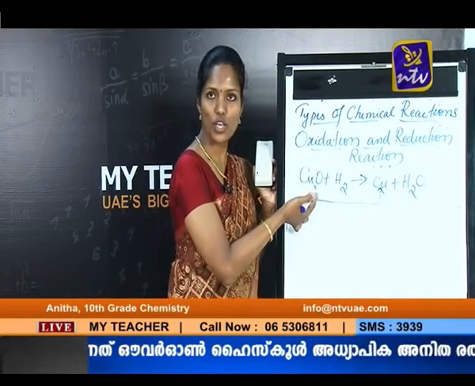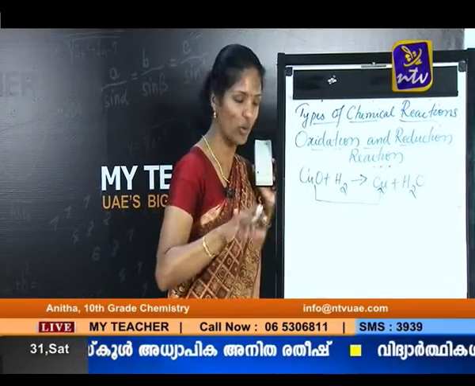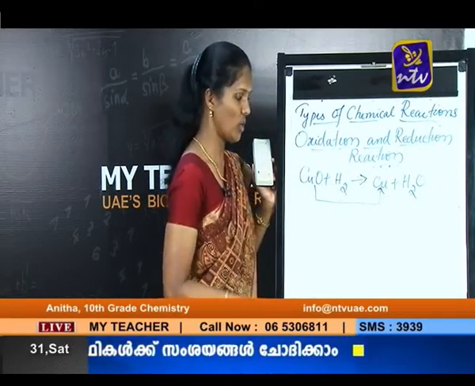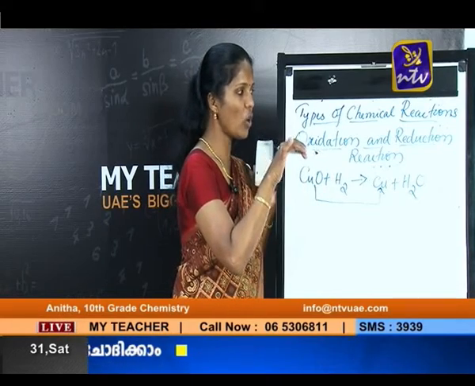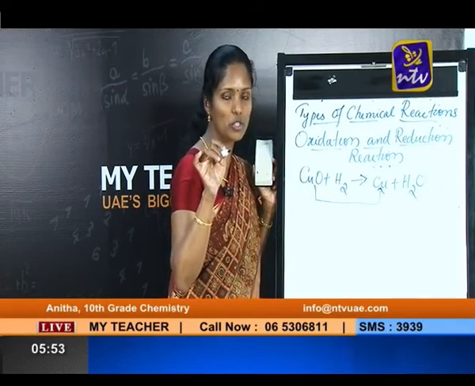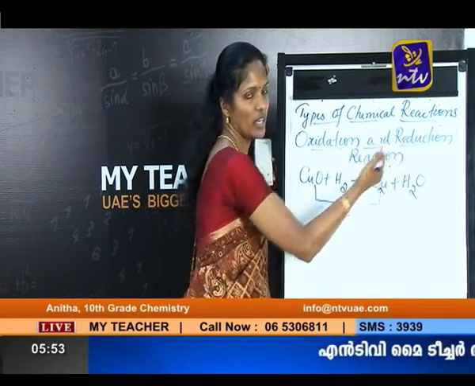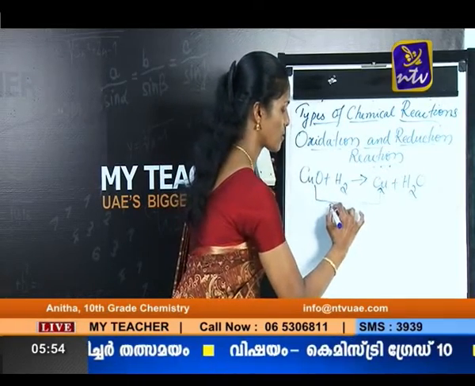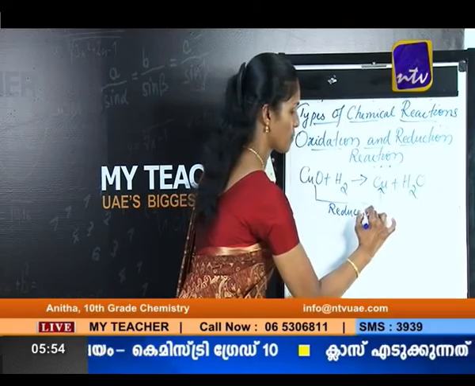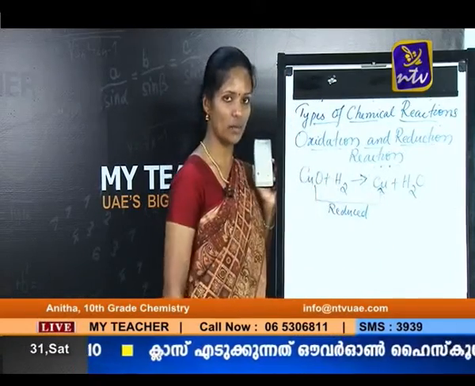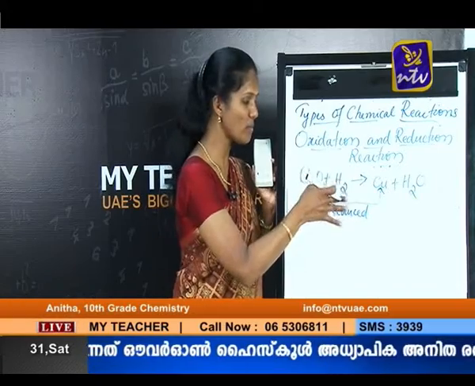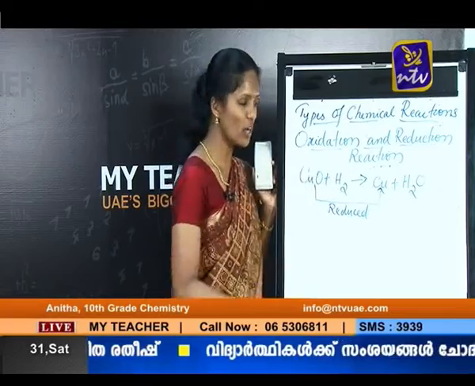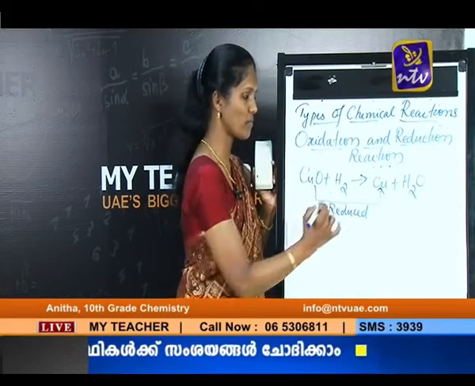So, from CuO, oxygen is removed. From CuO, oxygen has been removed and it became Cu. We have studied that when oxygen is removed during a chemical reaction, such reactions are called reduction. That means copper oxide is getting reduced, that means reduction has taken place. Oxygen has been removed from CuO, and that is why we can say that copper oxide has been reduced or reduction has taken place.